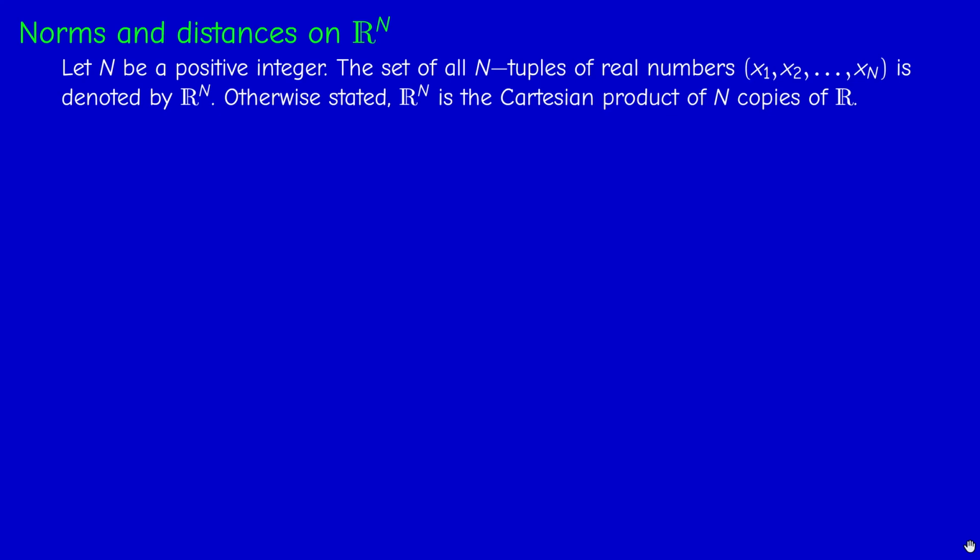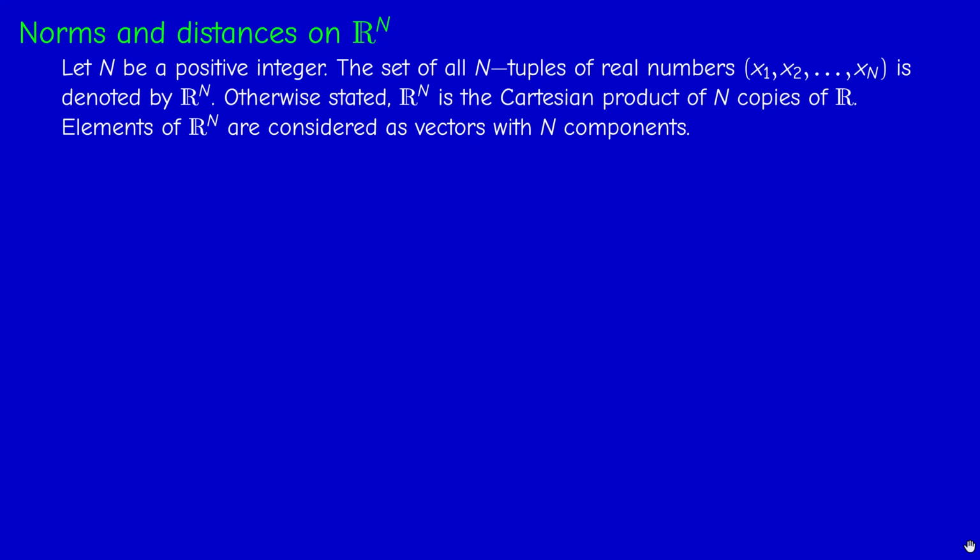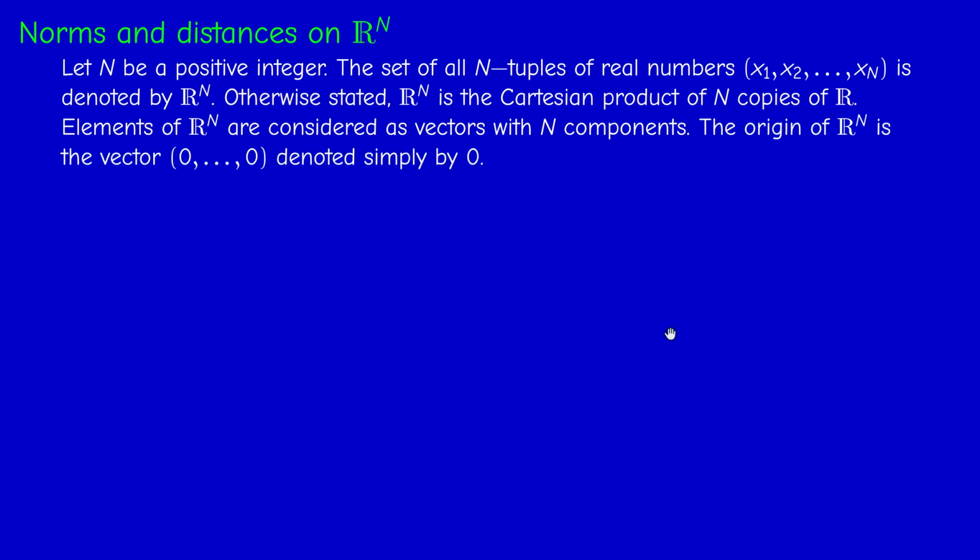Otherwise stated, Rn is what we call the Cartesian product of n copies of R. Now, the origin of Rn is just the vector, if you like, or the n-tuple 0, 0, ..., 0. So just write 0 instead of n zeros.